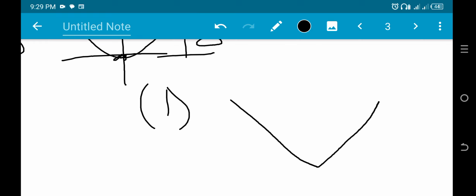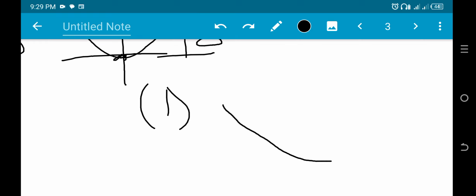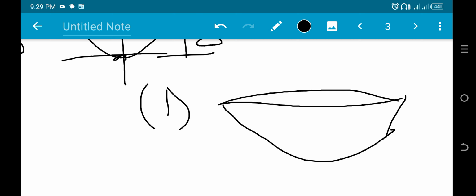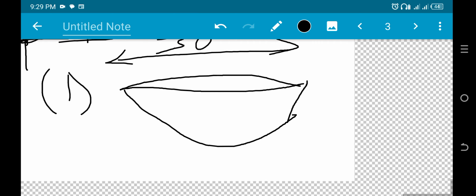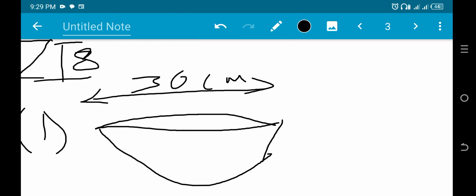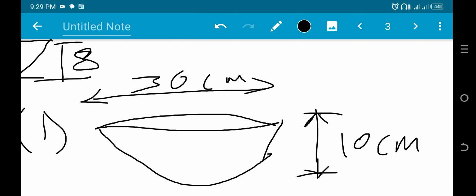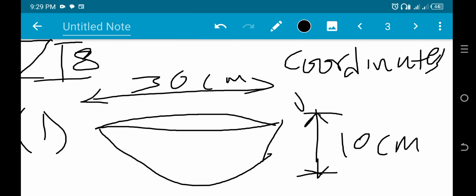This is a paraboloid. I'll say that its horizontal distance is 30 centimeters. Then its vertical distance, I'll say it is 10 centimeters. So you are required to find the coordinates of the focus.